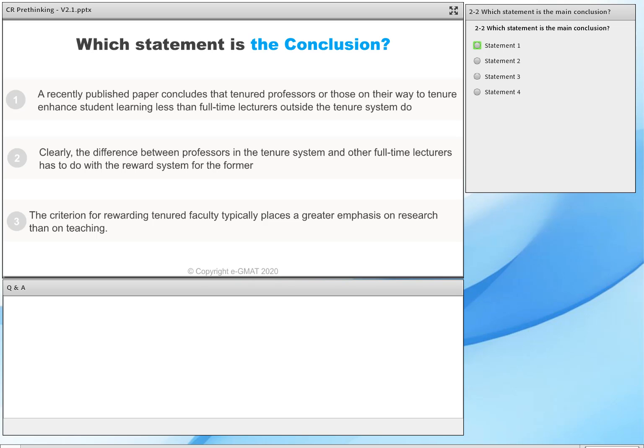Again, don't choose statement 4. There is no statement 4 here. So it's either 1, 2, or 3. Which statement is the main conclusion in this argument? 3. Come on, I need a few more responses, guys.